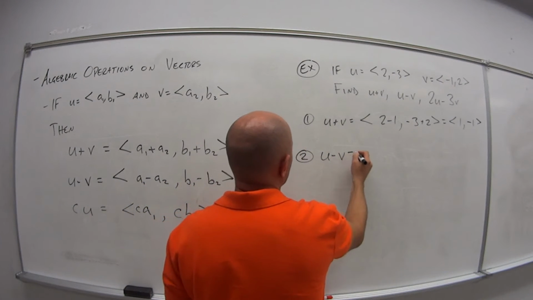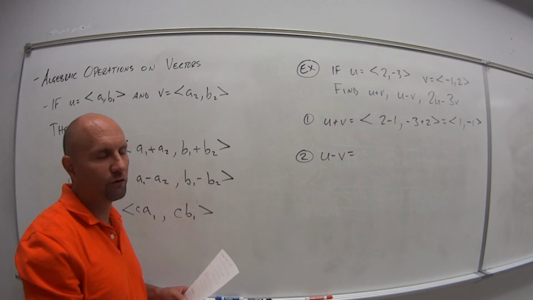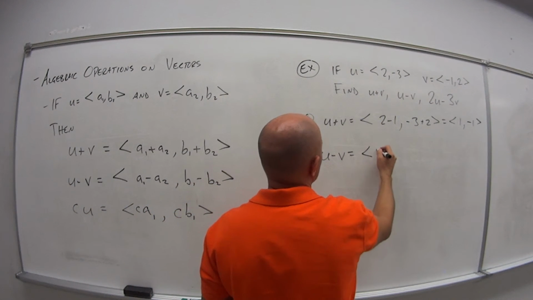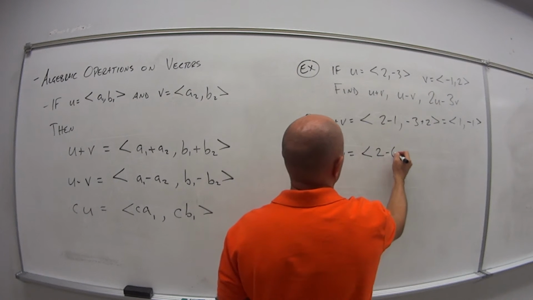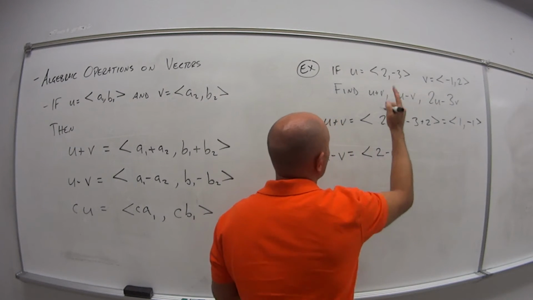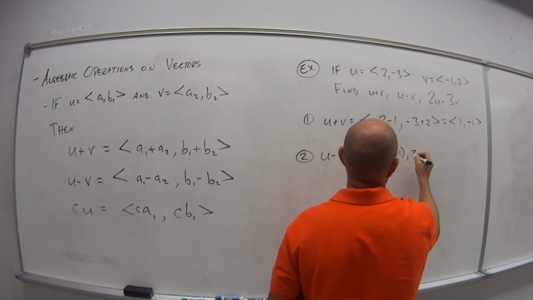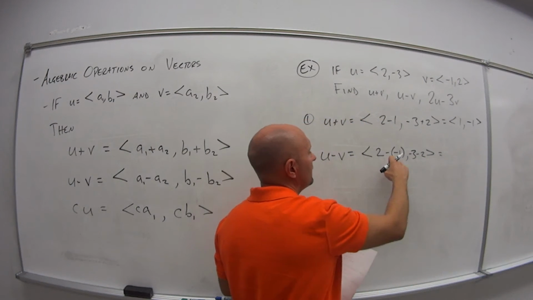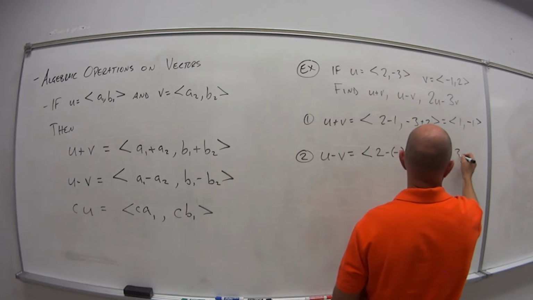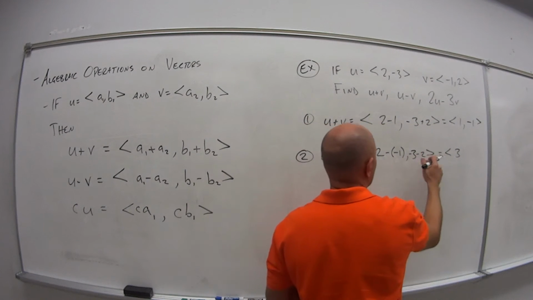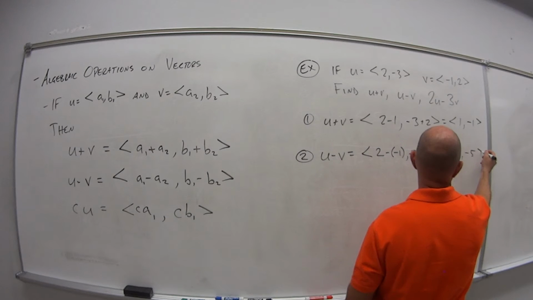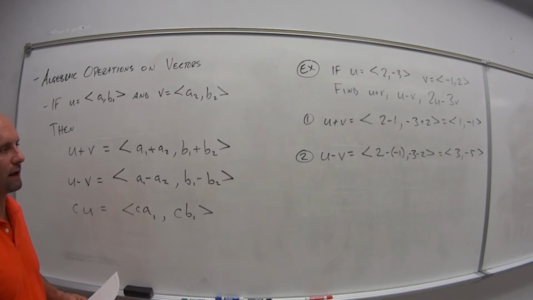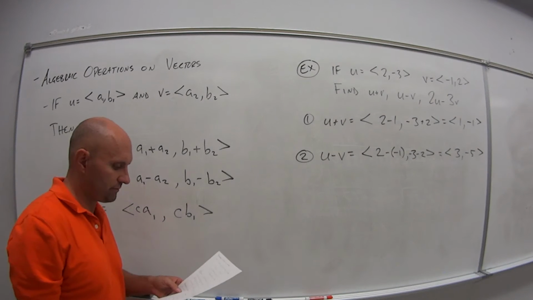If I have U minus V, this is where you have to be careful because of that minus sign. So U minus V is 2 minus a -1, so be careful there, and then -3 minus 2. So 2 minus a -1 is like 2 plus 1, which is 3. -3 minus 2 is -5. So U minus V would give us the vector (3, -5).